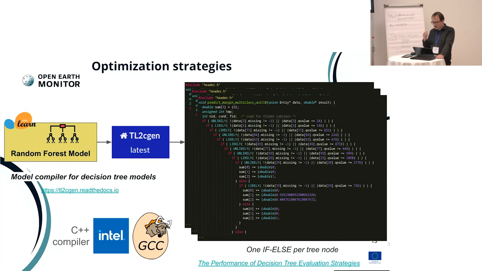So specifically about TL2CGen, this is what happens. When you train a random forest model, you have several trees with a bunch of decisions. At every single node, it's one decision considering one of the variables. What this library does is convert it into huge C++ code, a bunch of if-else statements, and compile it with the Intel C++ compiler or GCC. Once you do that, you optimize the whole structure to take full advantage of the low-level instructions of the CPU.